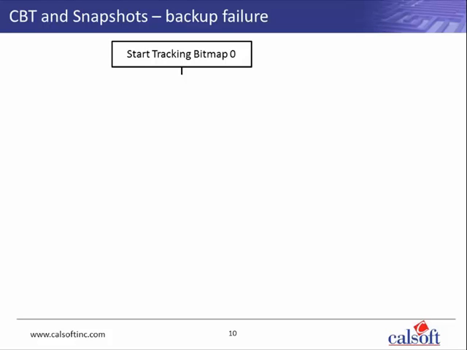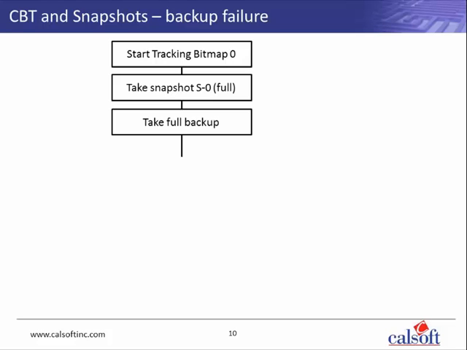This is the flow chart of the timeline we saw in the earlier slide. First, we start tracking an instance of a particular storage object. Then we take snapshot S0. Then we take a full backup using the base device of the snapshot. After the backup is complete, we delete the snapshot.